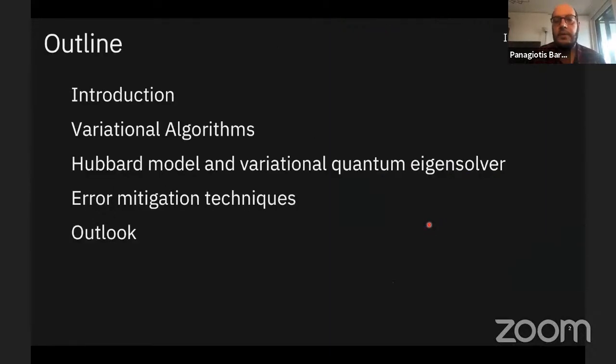So moving on, at the start of the talk, I will give a brief introduction of why we need variational algorithms and how they can help the calculations in near-term quantum processors. I will give the general framework of the variational algorithms, and I will talk a bit about the relationship between the Hubbard model and the variational quantum eigensolver. Finally, I will touch on a very important aspect of recent research, which is the error mitigation techniques, and give an outlook of the perspectives we have towards simulating strongly correlated systems in near-term quantum computers.